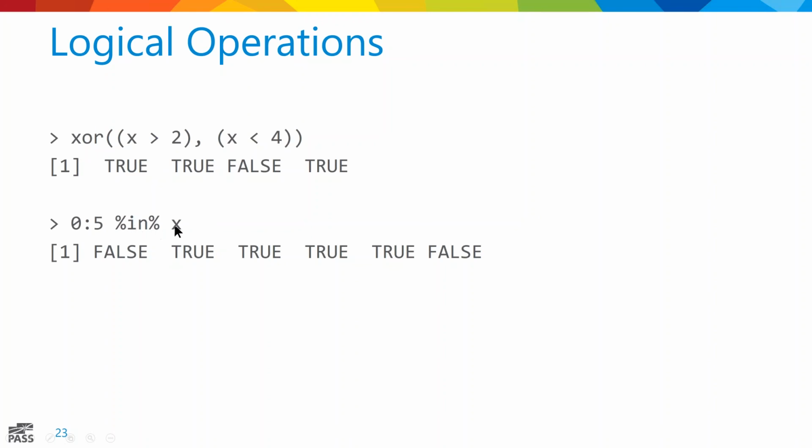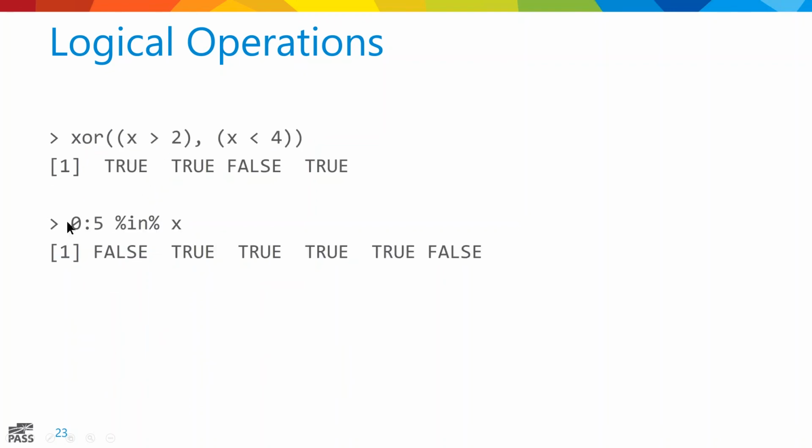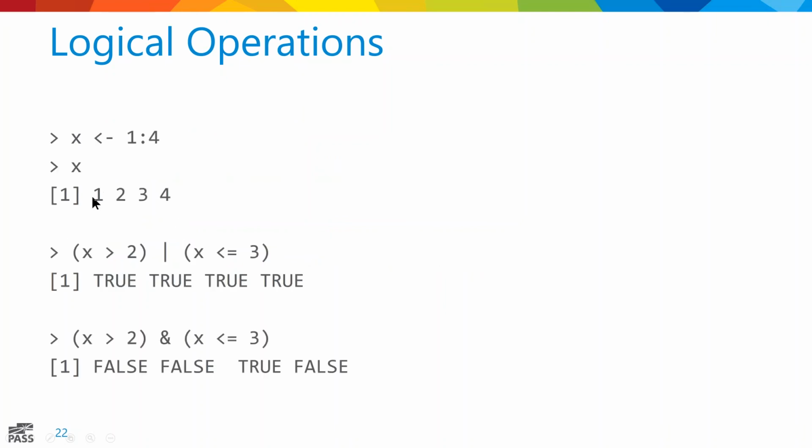And then a really cool function in R you'll find yourself using a lot is %in%. If you remember when I created x, I created it 1 through 4. So I'm now creating another vector 0 through 5, and I'm saying %in% x. Well, 0 is not in 1, 2, 3, 4, so that's false. Then you have your 1, your 2, your 3, your 4. And your 5 here is false because it's not in x. And remember, x is 1, 2, 3, 4.